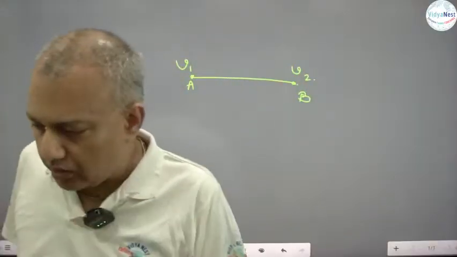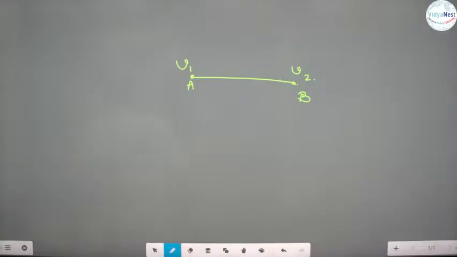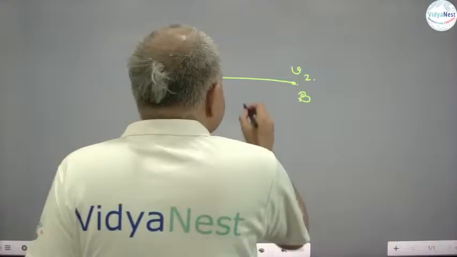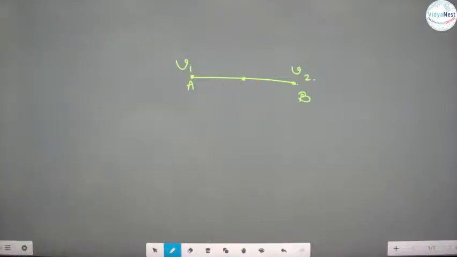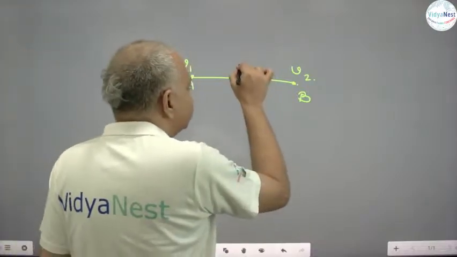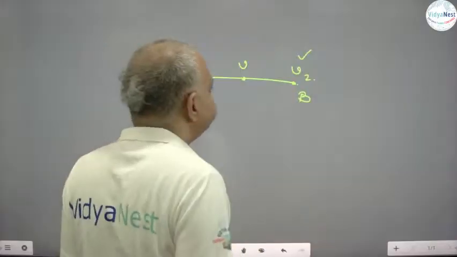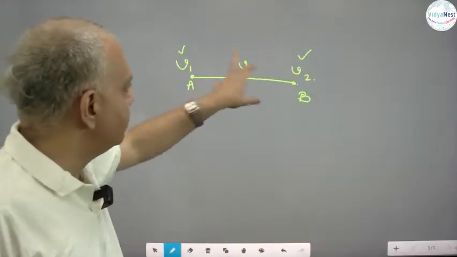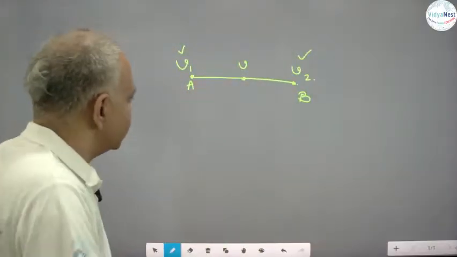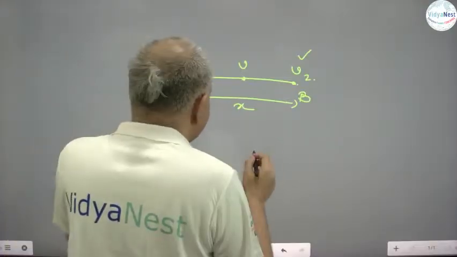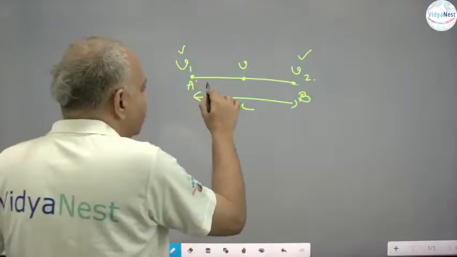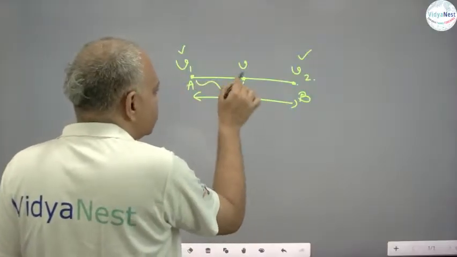Now if the particle is moving with a uniform acceleration, what is the velocity it has at the midpoint? These two pieces of information are given, v1 and v2. Let us say the total displacement is x. From the middle point, if the point is C, this displacement is x by 2.